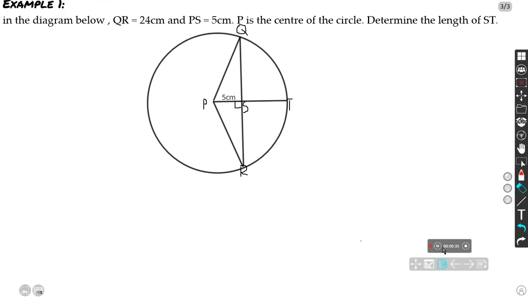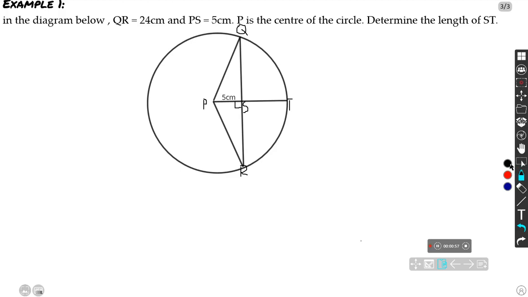Now let us look at example number 1. This is just one example, and I hope the video won't be too long. Now, let's get in. In the diagram below, QR is equals to 24 centimeters. Pause there. That's the first thing that you need to write.